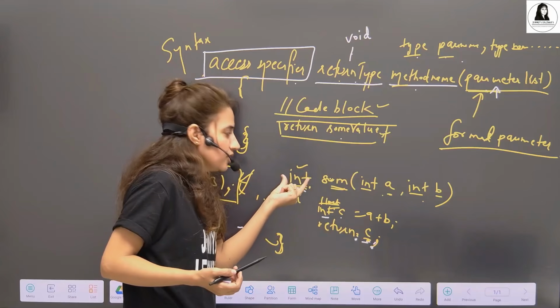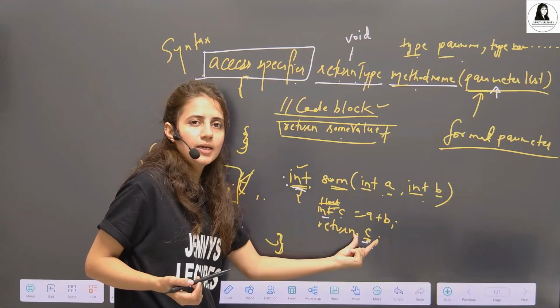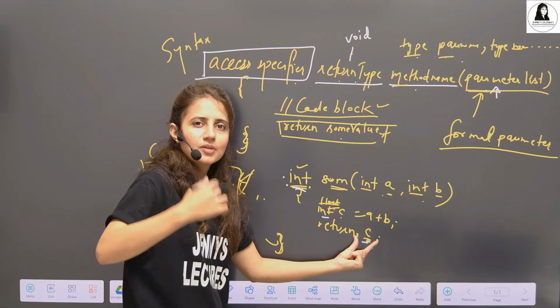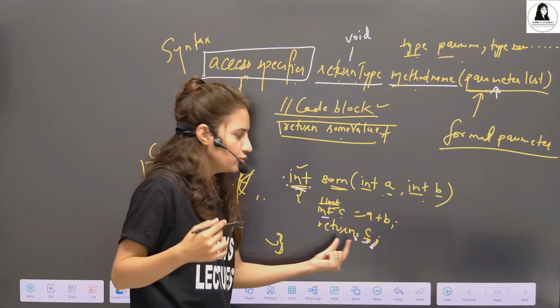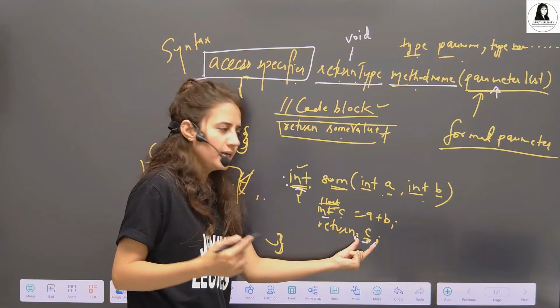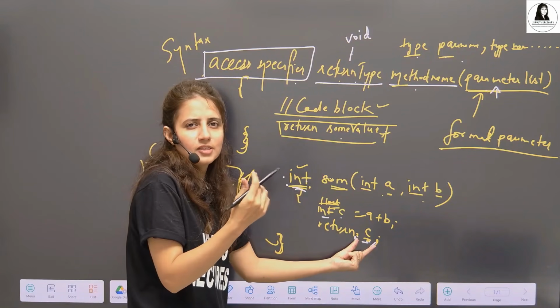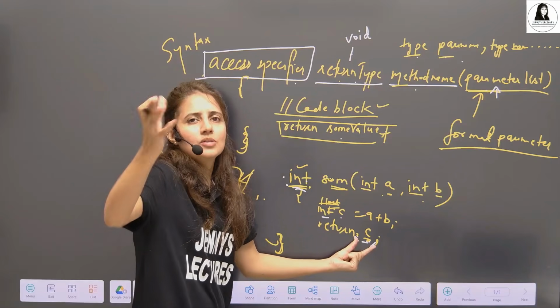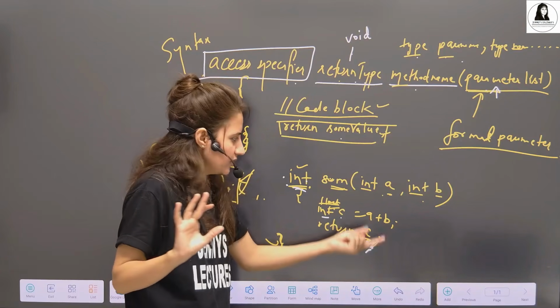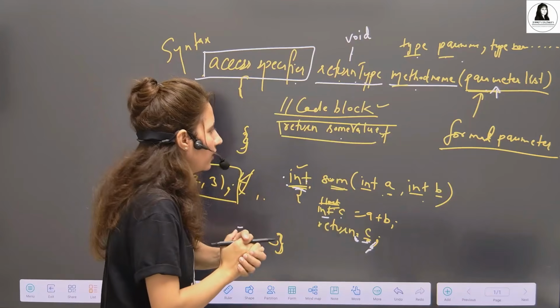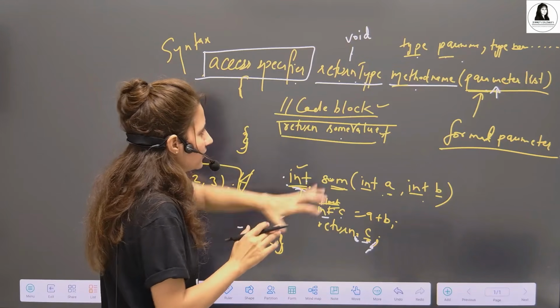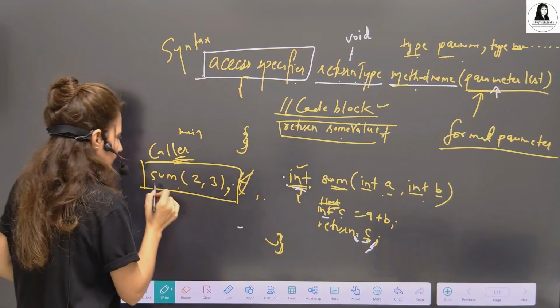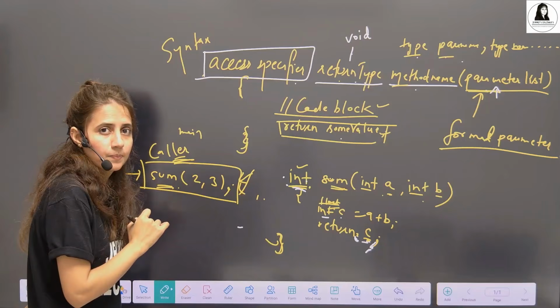But if here is float and here you return int, then it will automatically promote that value, because you are returning a smaller value and the method should return a greater value, so it will automatically promote it. We will see this with the help of an example, don't worry. Now I guess this is clear to you. Now see one more thing. Here we are calling this method.